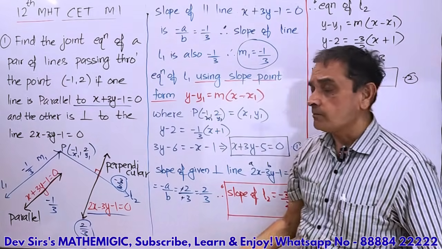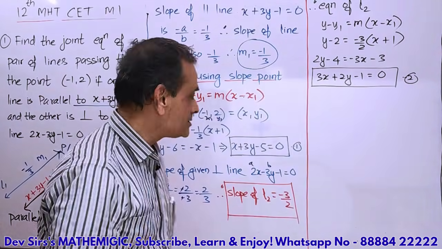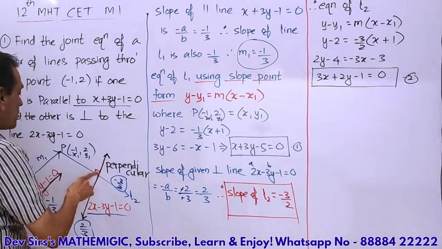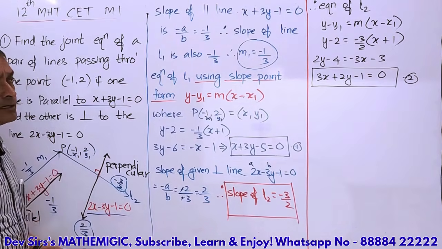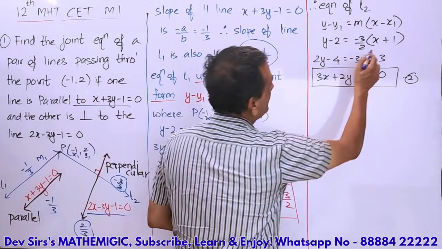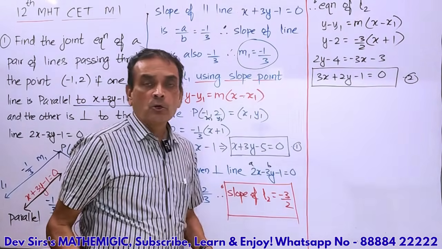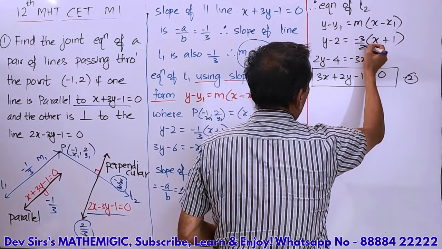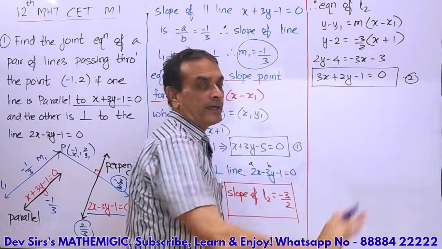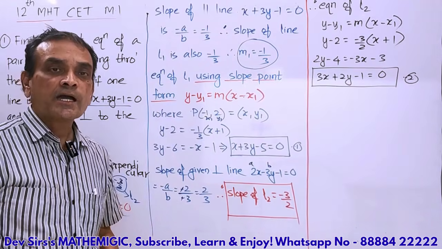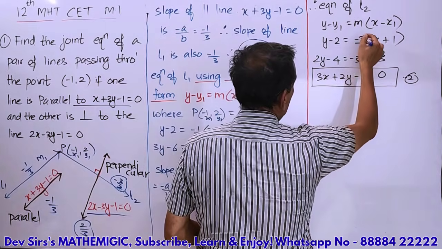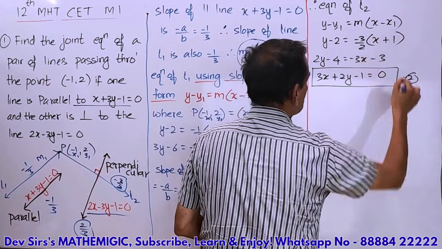Again slope point form. Now remember, L2 also passes through this point x1 y1. So x1 y1 is not going to change. The only change is the slope, minus 3 by 2. बाकी सब same है. So let us again use slope point form. y minus 2 is equal to minus 3 by 2 into x plus 1.